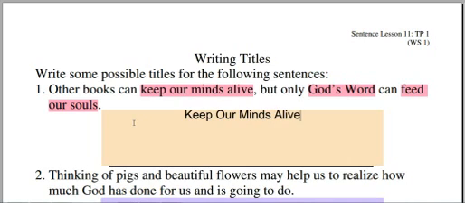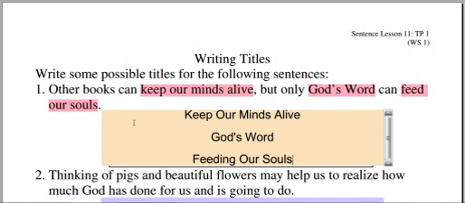keep our minds alive, as well as God's word. And then let's change up the last one. Instead of saying feed our souls, let's say feeding our souls. So I'm going to go through this fairly quickly. If you find that I'm moving too fast and you need to pause in order to get everything written down, go ahead and pause and then hit play and move on.